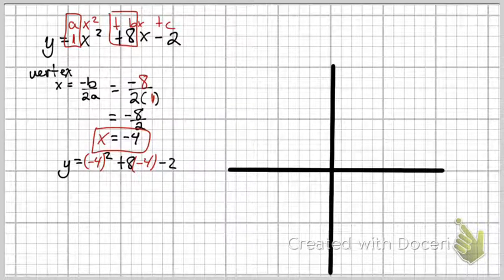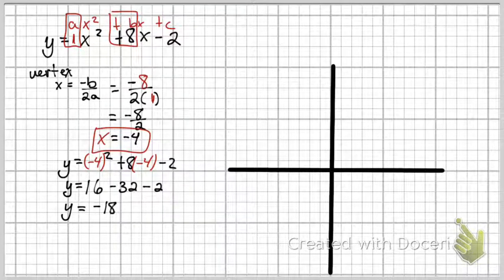Reminder, if you do use a calculator to work this out, you must put negative values inside parentheses when you're substituting. It needs to be written in the calculator exactly as I've got it written here on the screen. So negative 4 squared would be positive 16. 8 times negative 4 would be negative 32, and then we have minus 2 more. So 16 minus 32, we're looking at negative 18.